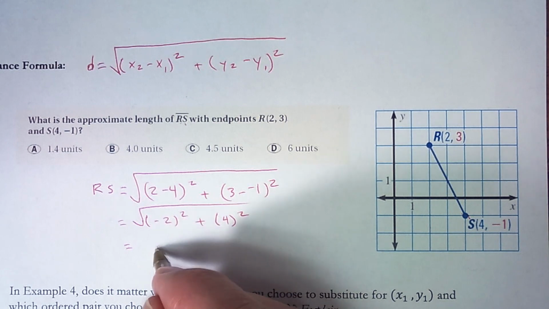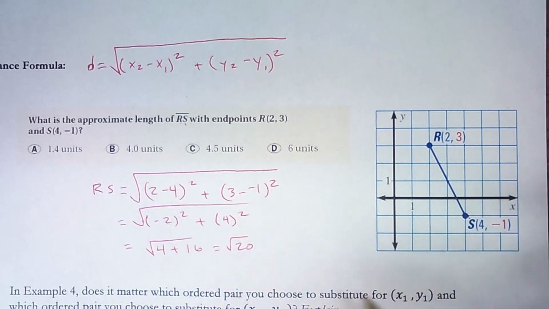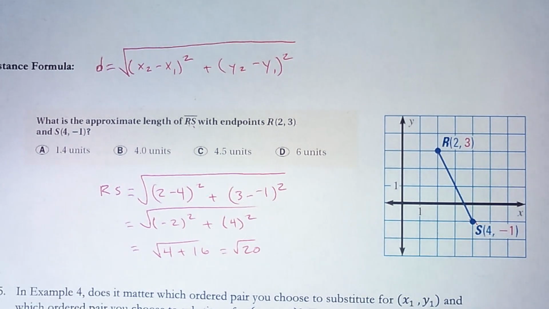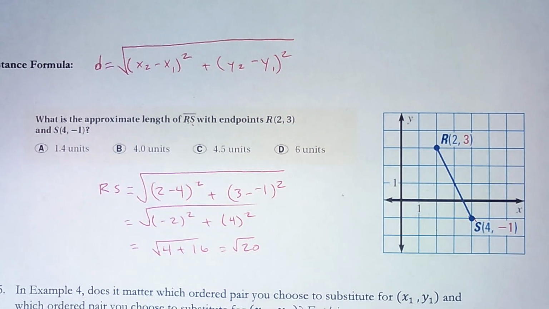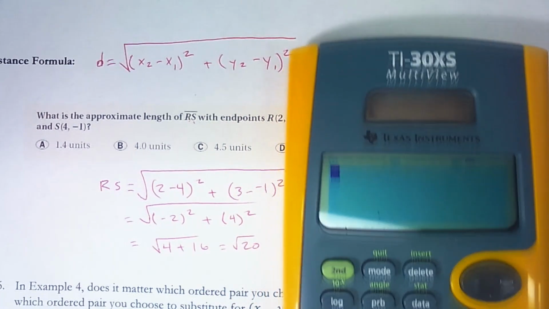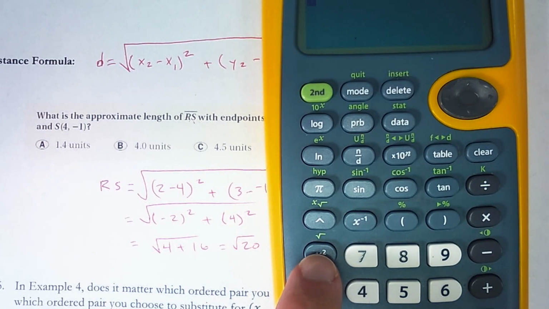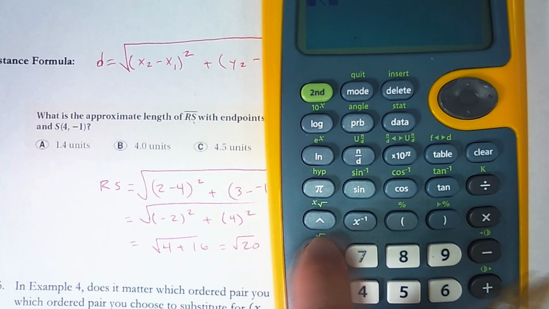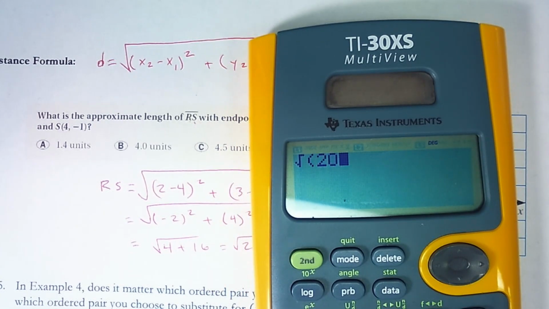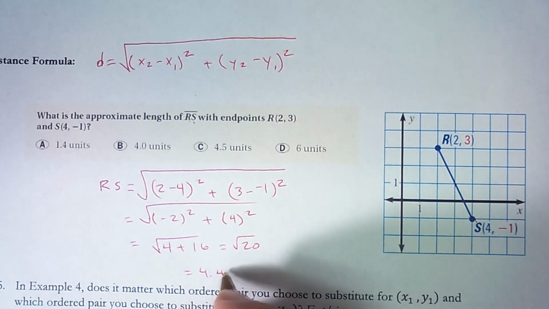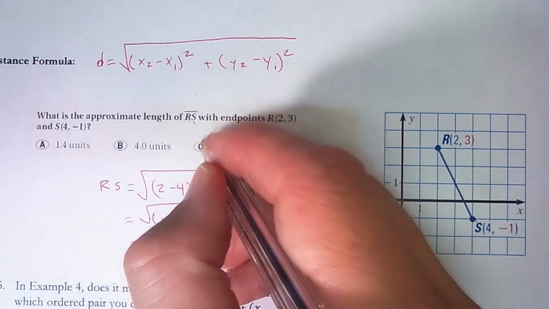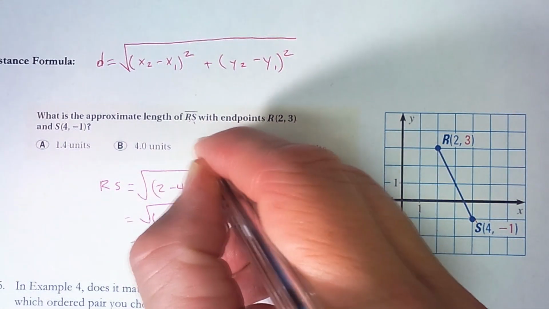So negative 2 squared, that's 4. 4 squared is 16. So that is the square root of 20. Okay, so we're finding the approximate square root. So I'm going to type into my calculator the square root of 20. Square root is this right here, but I need to hit second first. So second square root of 20, and I get 4.47, and that looks like it's going to round to 4.5, so it is option C here.